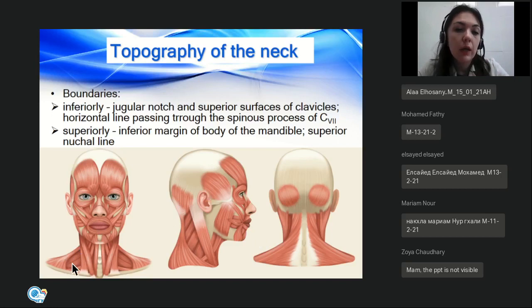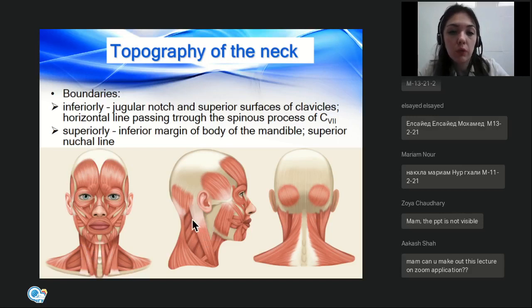Okay, so these regions are separated from each other by means of muscles. There are two muscles. It is the sternocleidomastoid muscle, musculus.